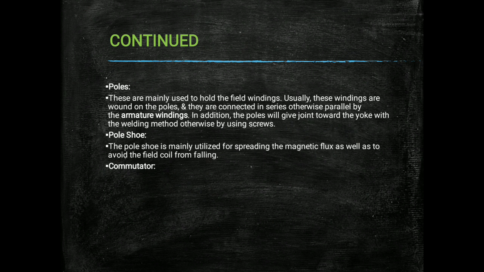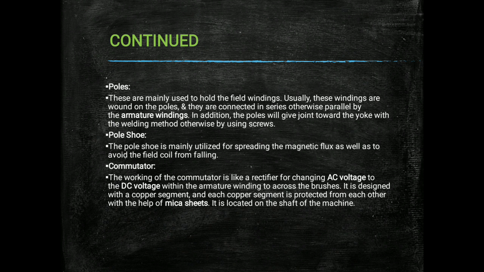Now the commutator. The commutator is a simple rotating rectifier, and it changes the alternating voltage to direct DC voltage within the armature winding across the brushes. So it is connected with the brushes, and there are several segments in the commutator, and these are insulated from each other with the help of mica sheet. It is located on the shaft of the machine.